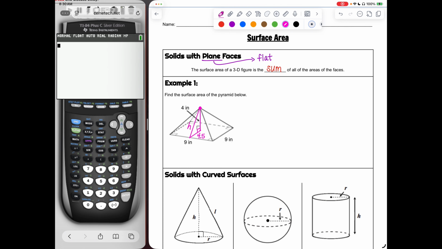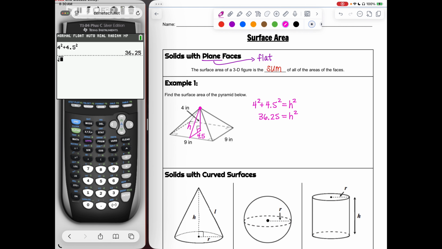So now I can use the Pythagorean theorem to find the height of the triangle. Remember, the height of the pyramid is not the same as the height of that triangular face. So we will have 4 squared plus 4.5 squared is equal to c squared, or h squared. I would type it into the calculator: 4 squared plus 4.5 squared. That is going to give us 36.25 is equal to h squared.